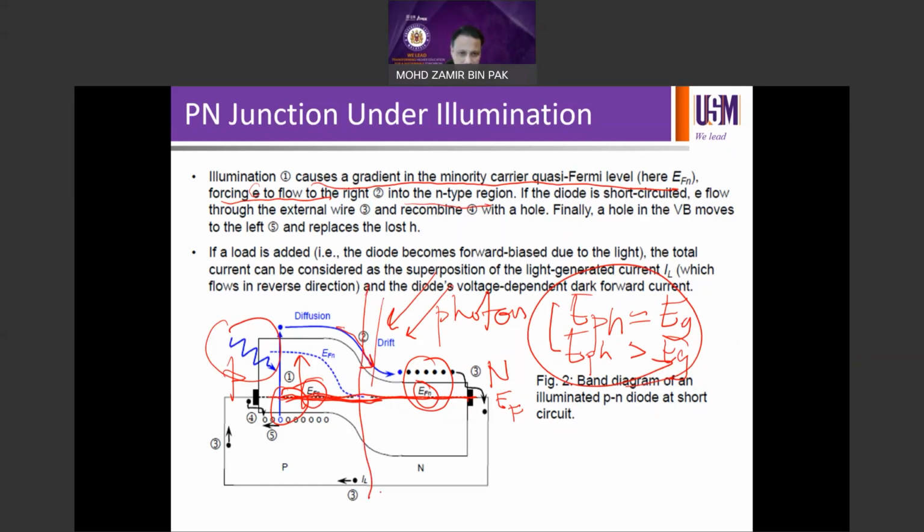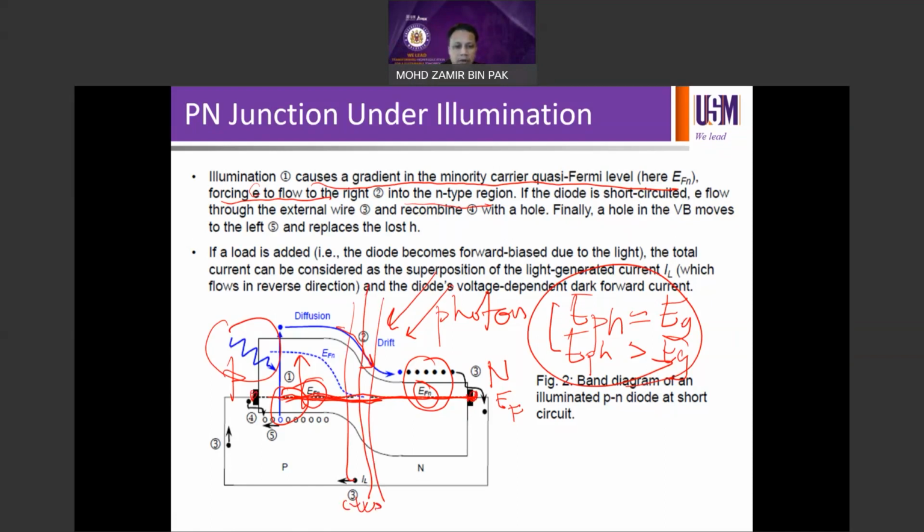So remember, this central part is your depletion region. I'll just write here as W or depletion region or SCR, same thing. This is where they need to cross, where they need to be swept into the opposite region, which then they now become majority carriers, right?